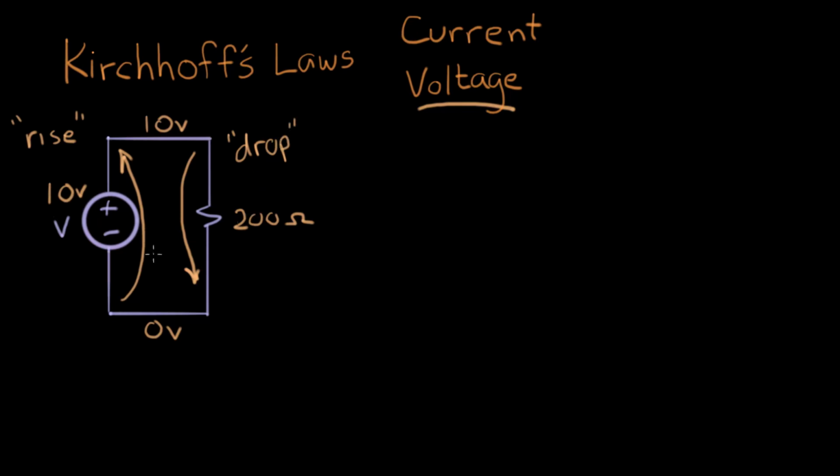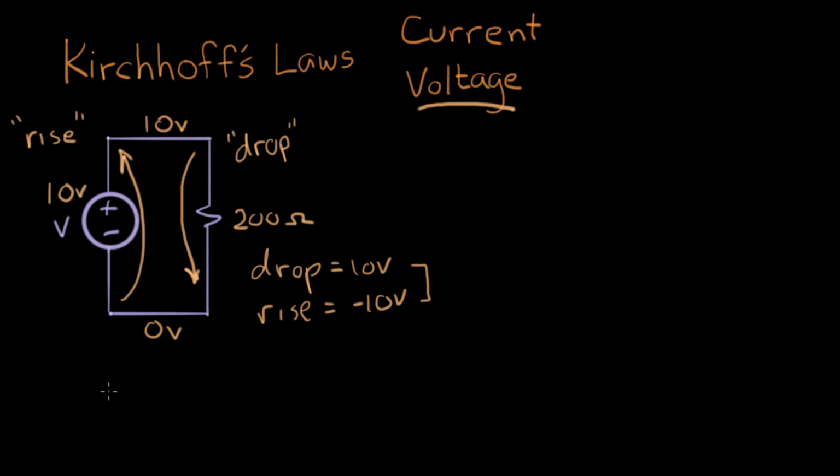Now I can make an observation about this. If I look at this voltage rise here, it's 10 volts, and if I look at that voltage drop, the drop is 10 volts. I could say the drop is 10 volts, or I could say the rise on this side is minus 10 volts. A rise of minus 10. These two expressions mean exactly the same thing. It meant that the voltage went from 10 volts to 0 volts, sort of going through this 200 ohm resistor.